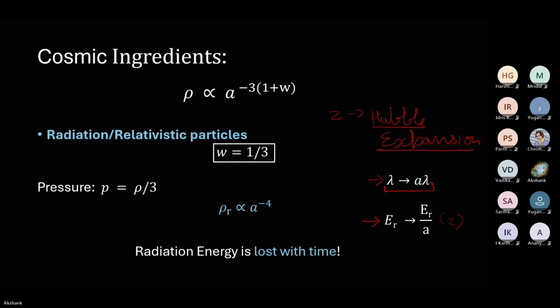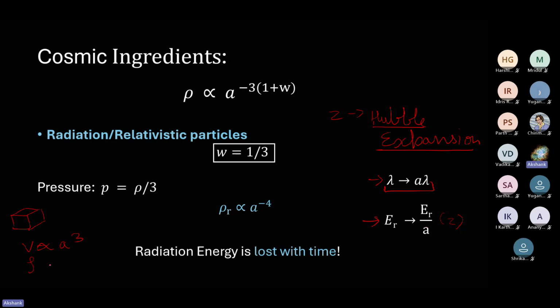Similar to matter, the cube is increasing in size, so the volume change was A cubed, and so there will be an A cubed change in density. But the energy is also decreasing as 1 by A because of this redshift and because of this expansion. And so the total radiation energy density decreases as A raised to the power 4.